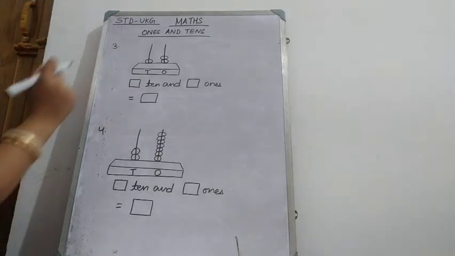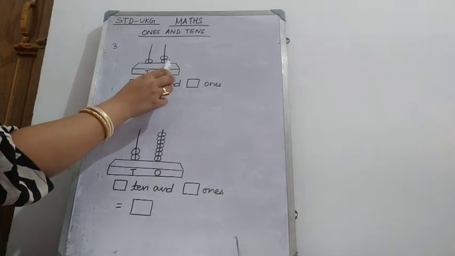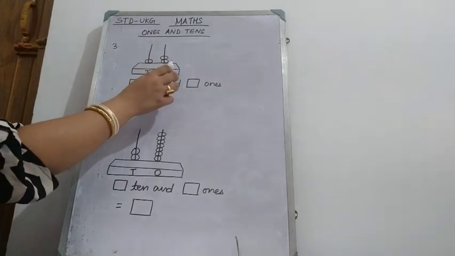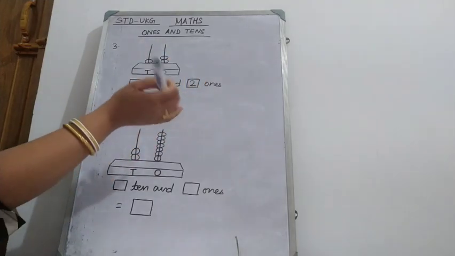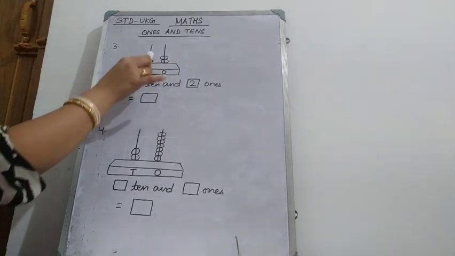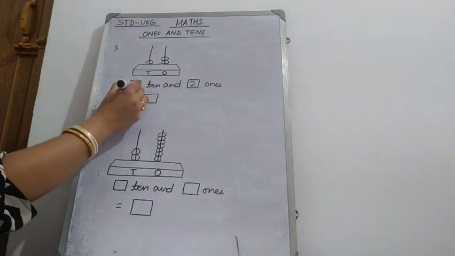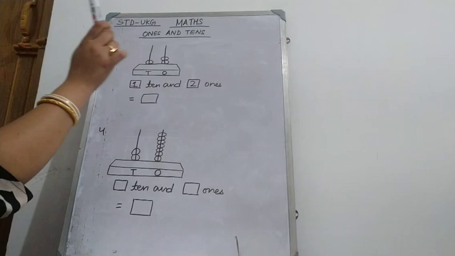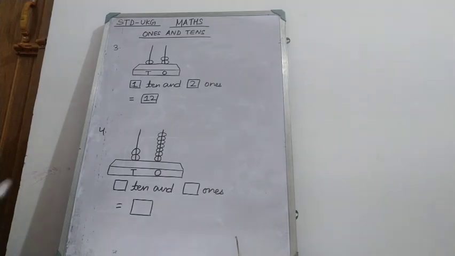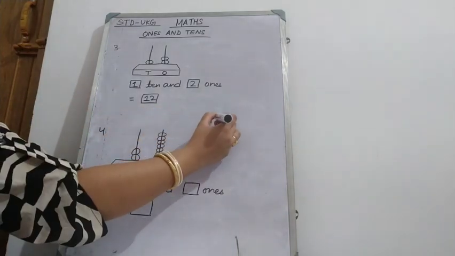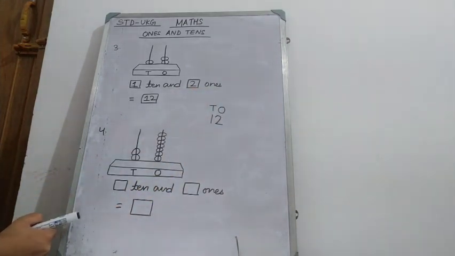See number 3. Ones, tens. This ones line has 2 beads. 1, 2. So 2 ones. So we will write here 2 ones. Okay? Then see this line, the tens line. It is having only 1 bead. So 1 ten. So from this abacus we have got the number 12. Okay? Understood? Or we can write like this. Ones, tens. Like this. Okay?